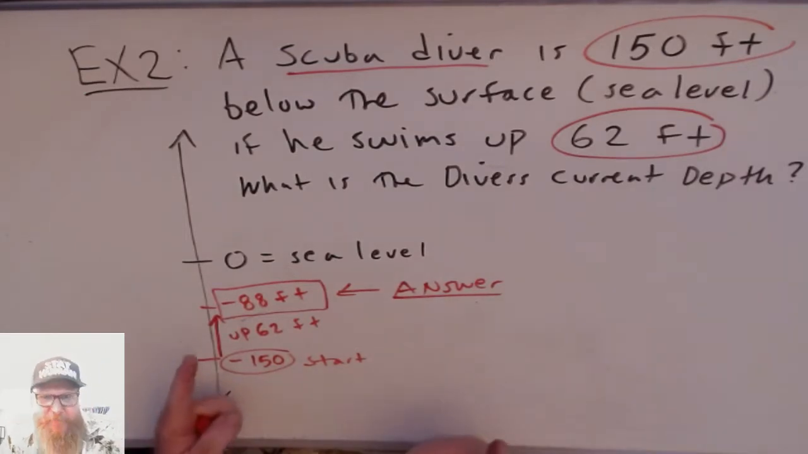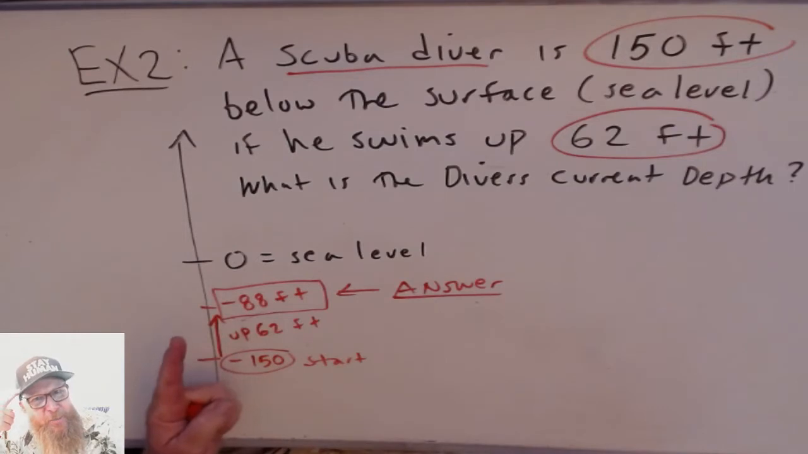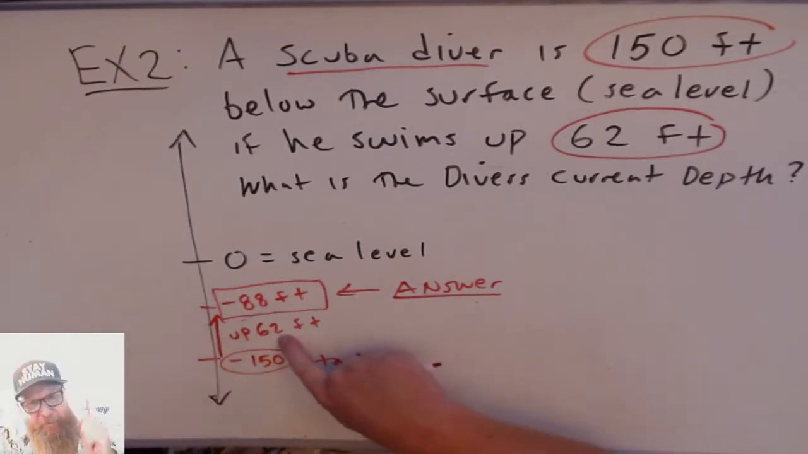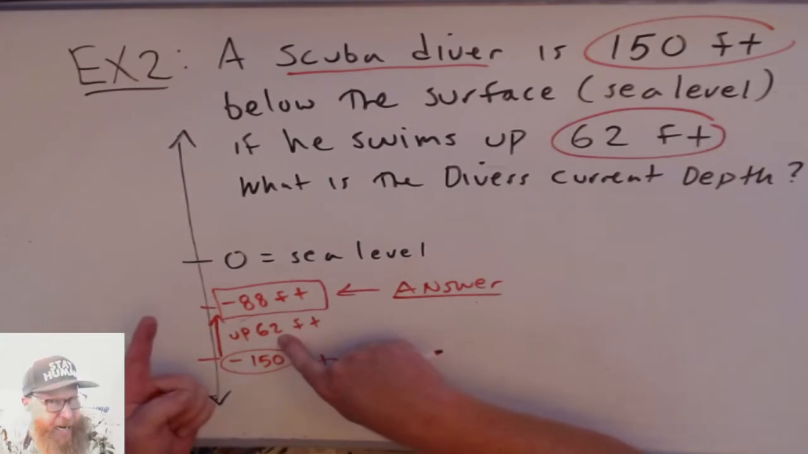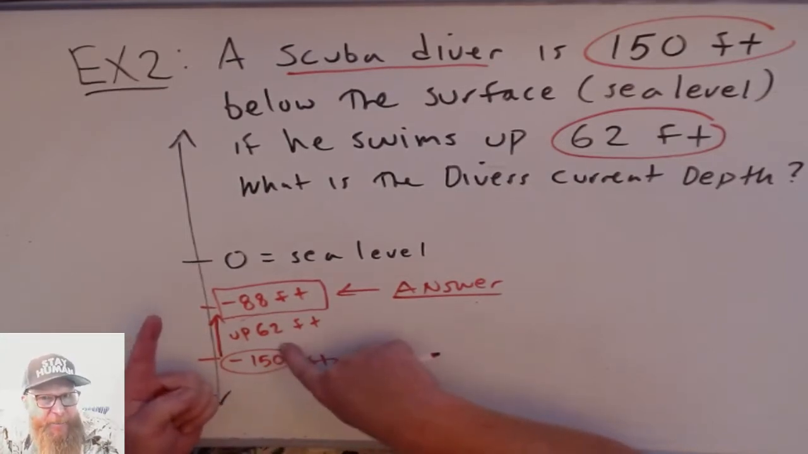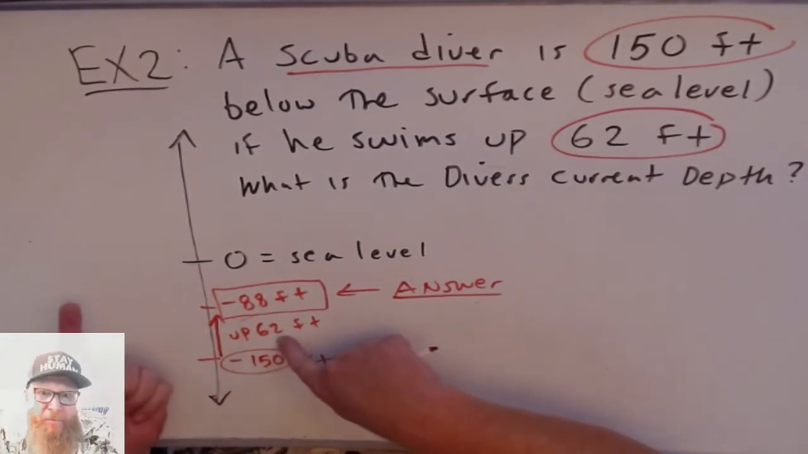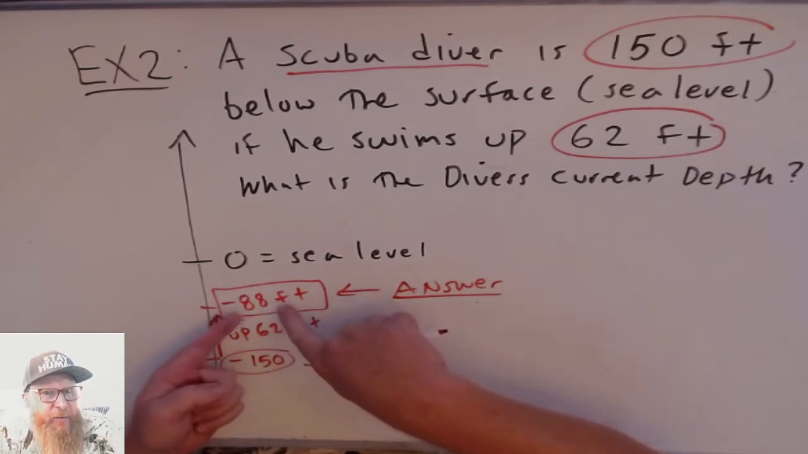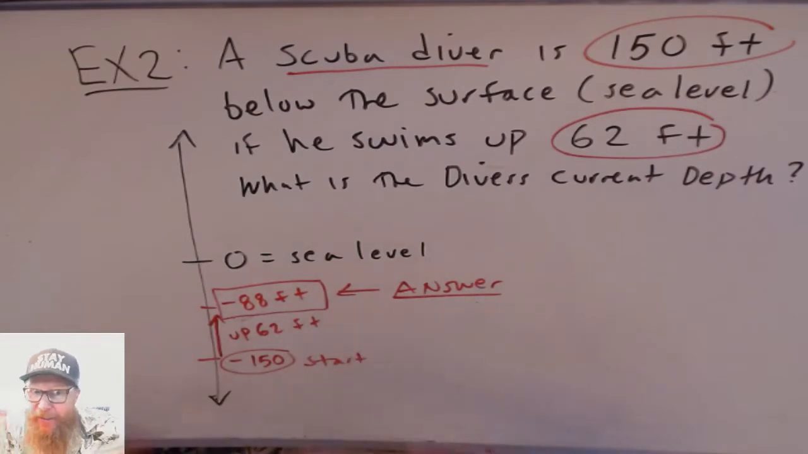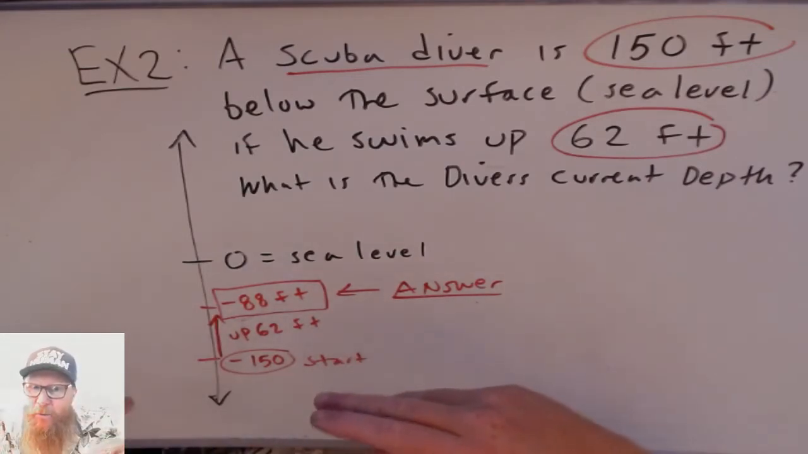Then he goes up 62 feet. You can use mental math. If he goes up 50 feet, they would be at negative 100. So 12 more gives you 88. Or if you're thinking of it the other way around, it would be 12 less.